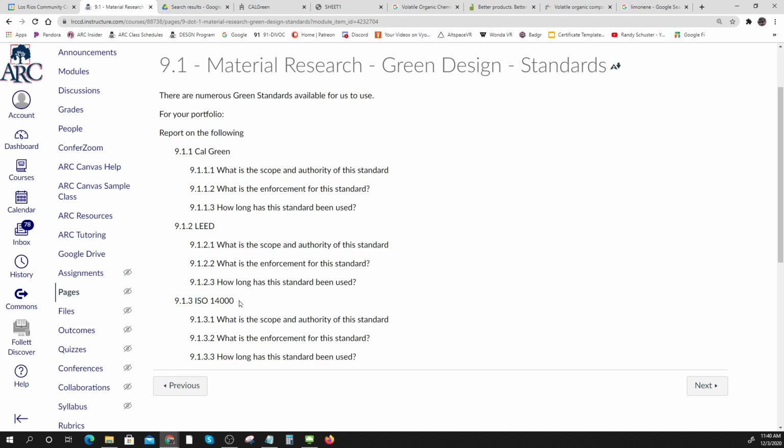This has been a powerful tool. CalGreen has been a powerful tool for about 10 years. And LEED is pretty old too. LEED has been around since the 70s or 80s. Okay? Does that give you a little bit of good background on green design?